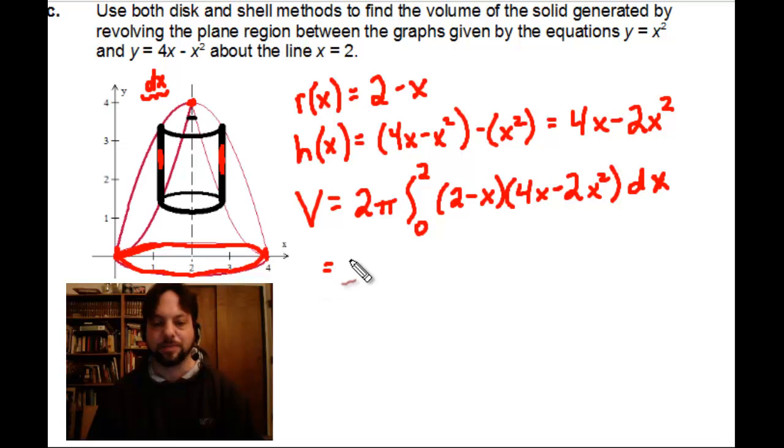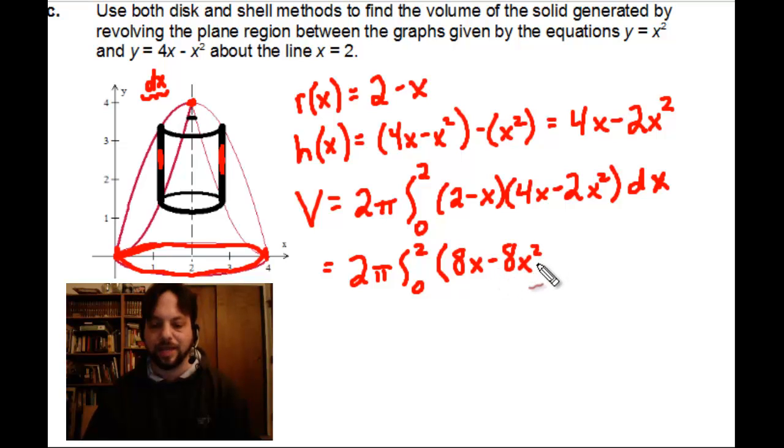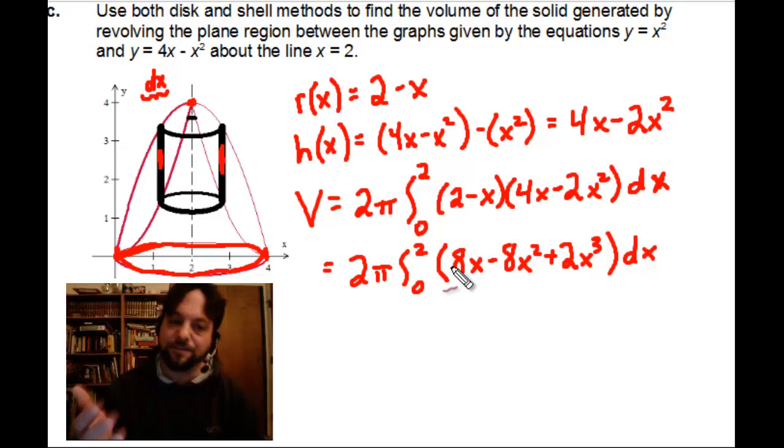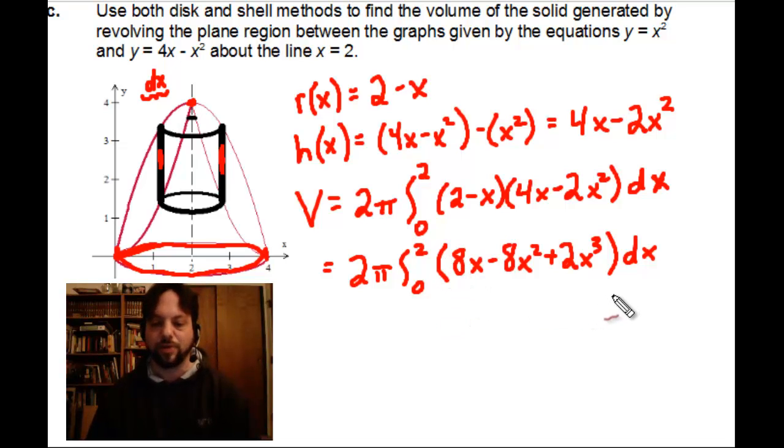Now, of course, we can simplify this integral just a little bit. 2 pi times the integral from 0 to 2. If I multiply out these two binomials, if I did this correctly, what I should get is 8x minus 8x squared, and then plus 2x cubed. I've gone ahead and just multiplied those out beforehand, but that's what I got. And that is a very, very simple integral to evaluate. In fact, if we integrate that and work it all out, what we should get, and what I got when I did this earlier, was 16 pi over 3 units cubed.